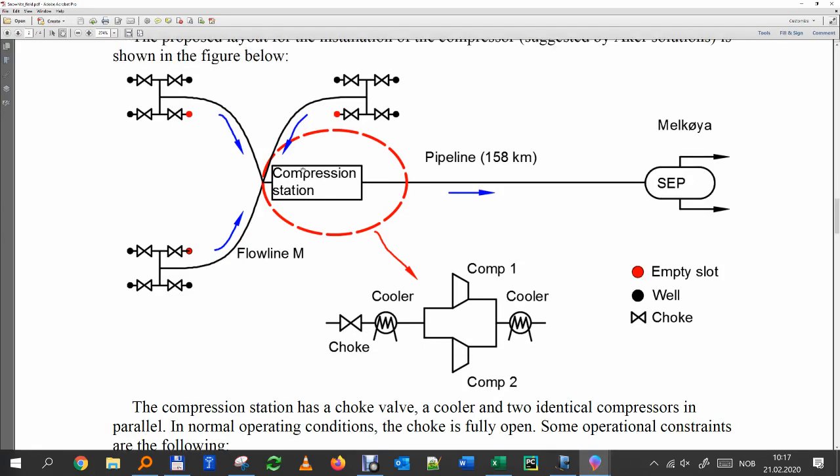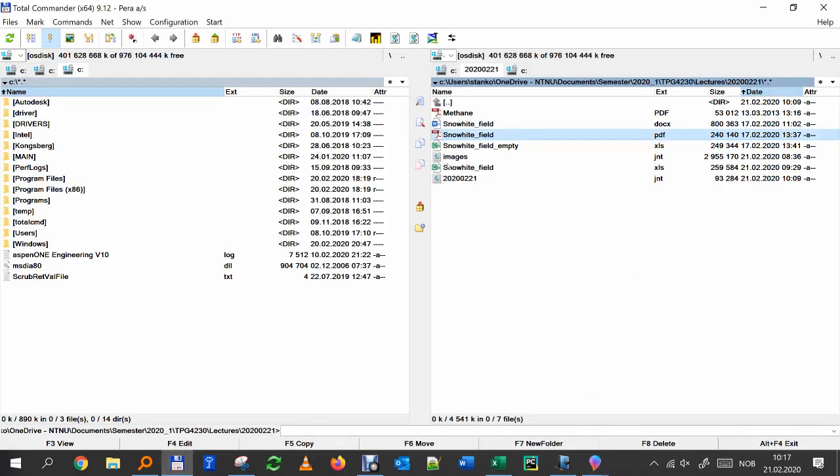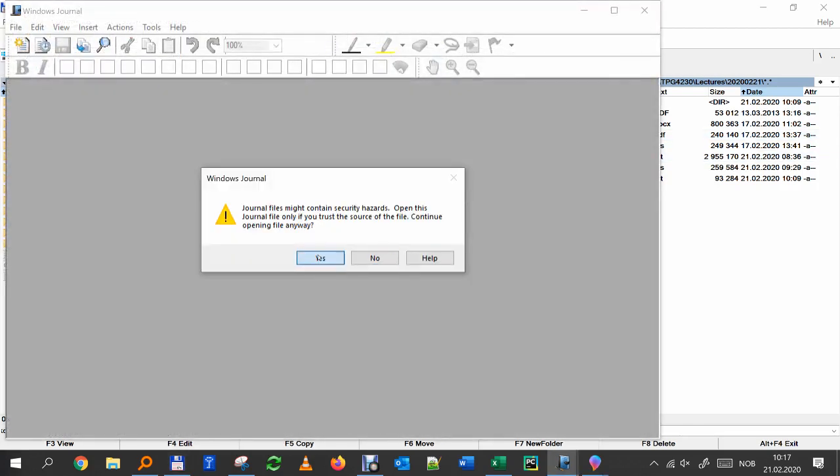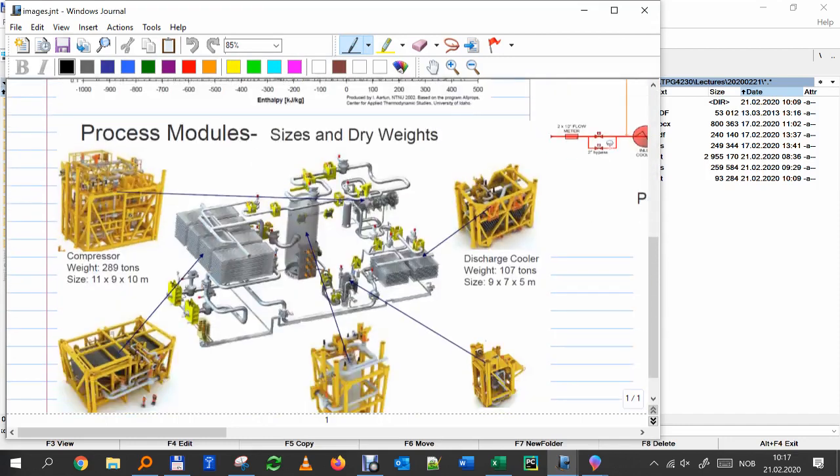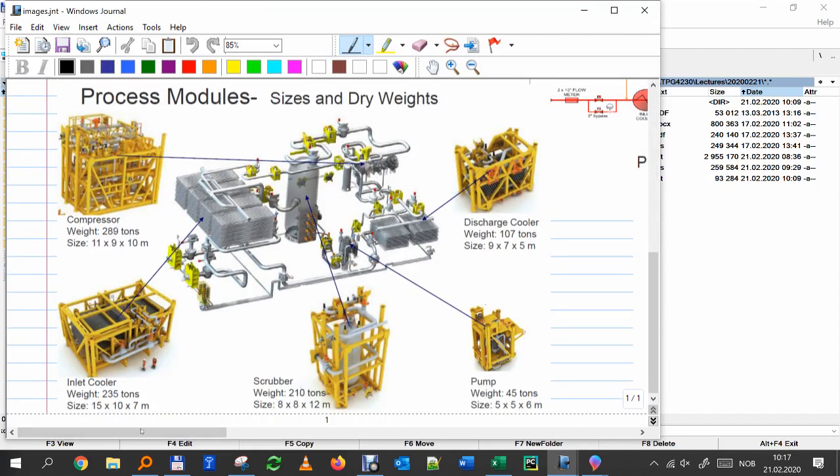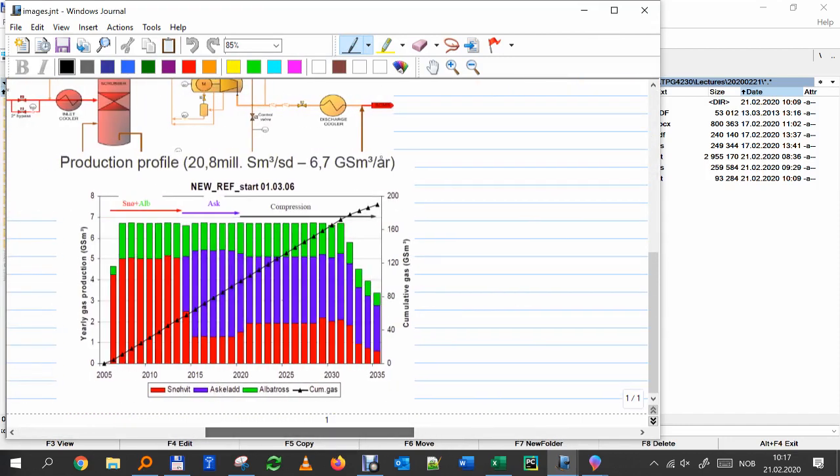Basically, I think I have some nice images here, and that's actually something they are considering doing in the field, in the Snow White field. That's the plateau rate, or equivalent yearly gas production, and you want to keep it constant.